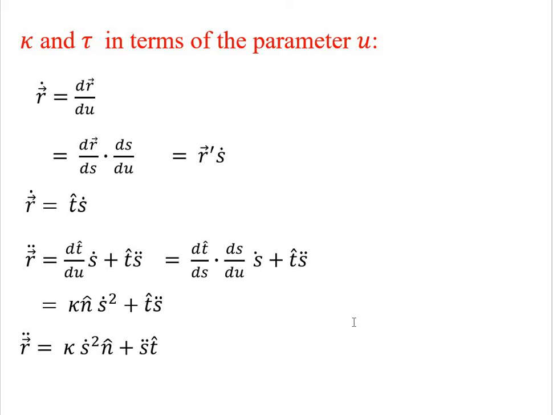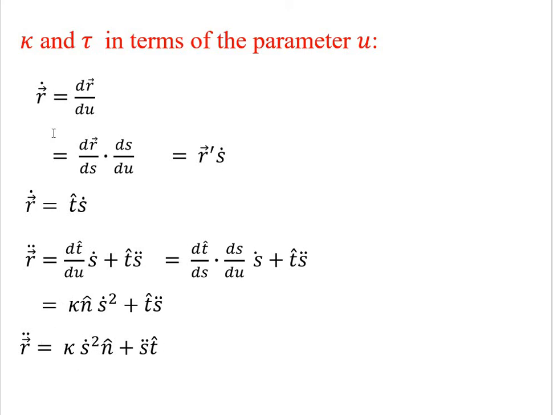Now we are going to find the curvature and torsion in terms of the parameter u. Here we use the notation dot. Therefore r vector dot is equal to dr by du. Now we change this to be independent of s. Therefore dr by ds into ds by du. That is equal to r vector dash into s dot, because the first one is differentiation with respect to s, so we use the notation dash. The second one is differentiation with respect to u, therefore we use the notation dot. So r vector dot is r vector dash into s dot. Similarly, we can find differentiation with respect to u. We get r vector double dot equal to kappa s dot square n cap plus s double dot t cap.